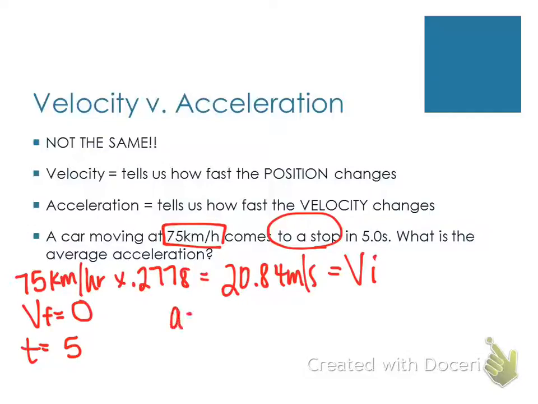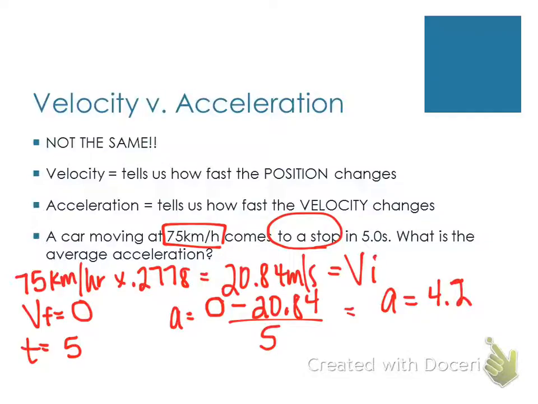If we have acceleration equal to final minus initial, that means we need to go 0 minus 20.84 divided by 5. That means our acceleration is negative, what, 4.12 or 4.2 you said, or 4.17? Either way, that's fine. Okay. 4.2 meters per second squared. Yeah, it is. You're right. Very good.